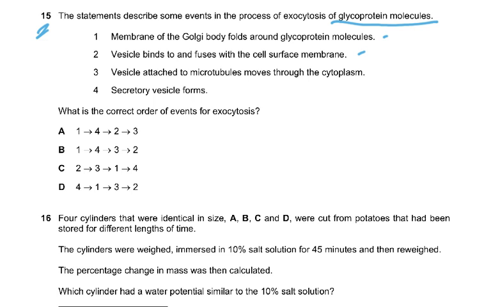This should be right at the end. Vesicles attached to microtubule moves through the cytoplasm, secretory vesicles forms. Now basically it wasn't very difficult. It is B. 1 would be the first one. Then 4, secretory vesicles form. Then 3, vesicles attached to microtubules move through the cytoplasm, and 4th would be the vesicle binds and fuses with the cell membrane, and then exocytosis takes place.